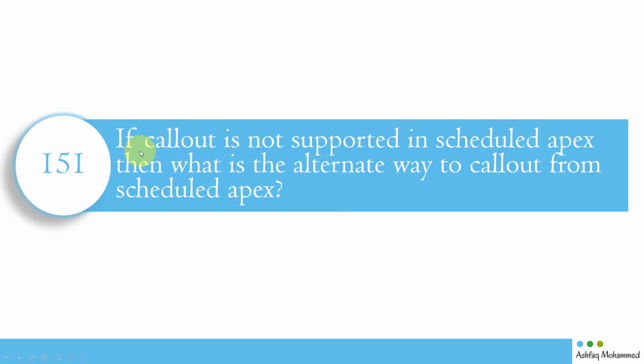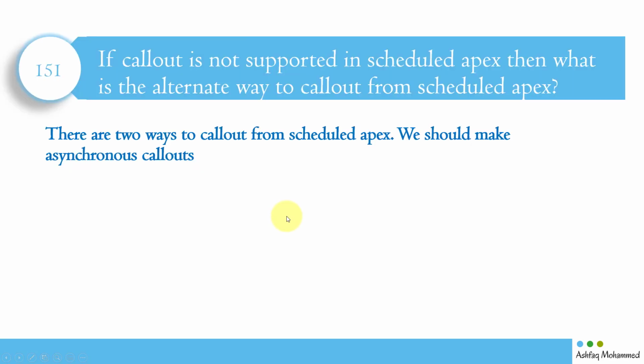So if the callout is not supported in the scheduled Apex, then what is the alternate way to call out from the scheduled Apex? Look, this is not a good practice. You should not do it, by the way. But interviewers will ask you these questions just to understand your understanding of scheduled jobs. Do you have a deep understanding of scheduled jobs or not? Even though this might not be a practice in a day-to-day job, the interviewer will still try to understand from you, or try to confuse you, by asking this sort of question.